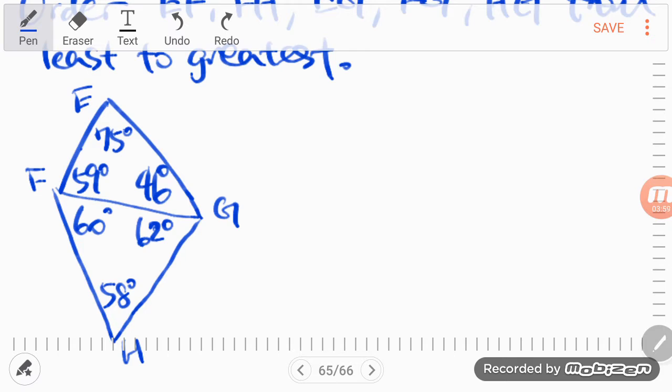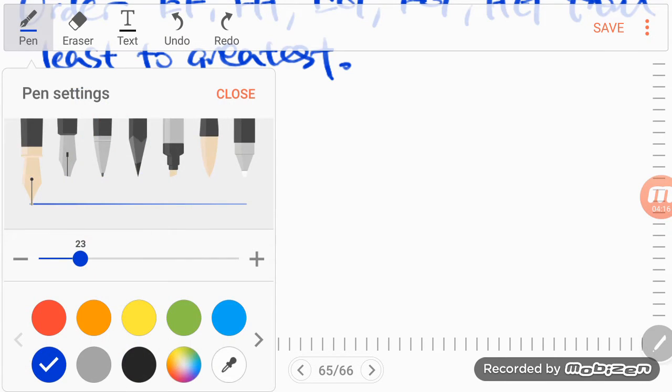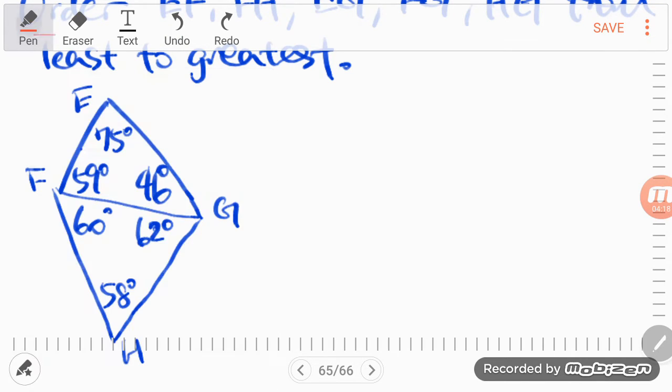Okay, so now I know all the angle measures, and the angle measures will imply the length of the opposite segments, right? So what I'm going to do is start out with the top triangle first.